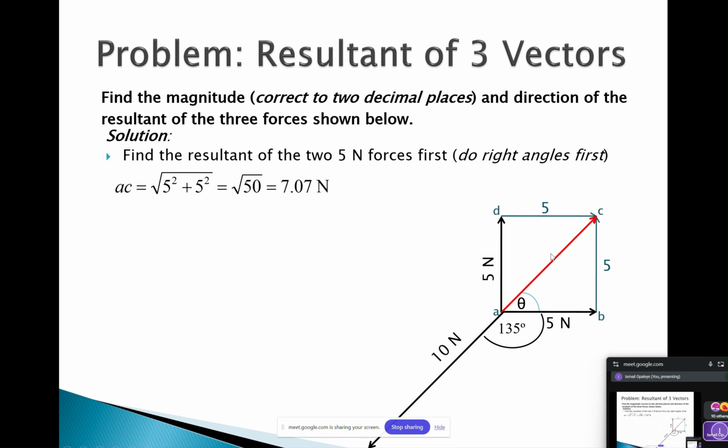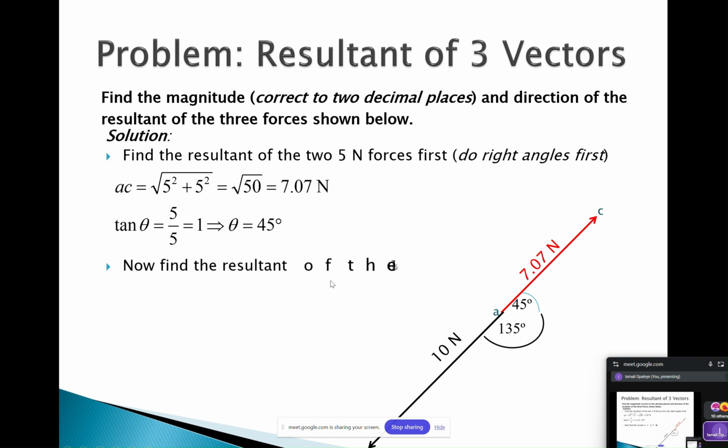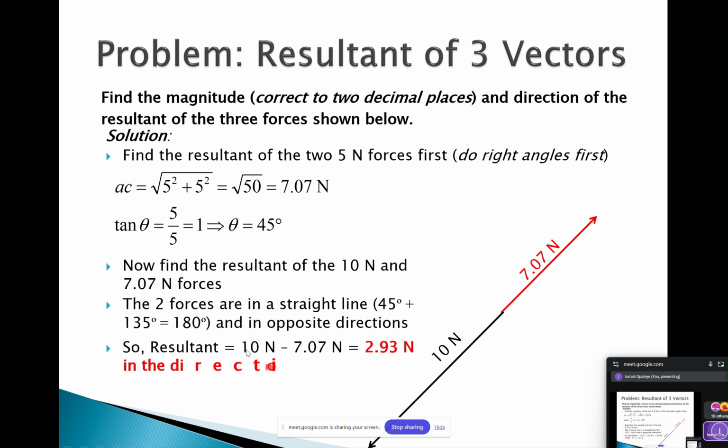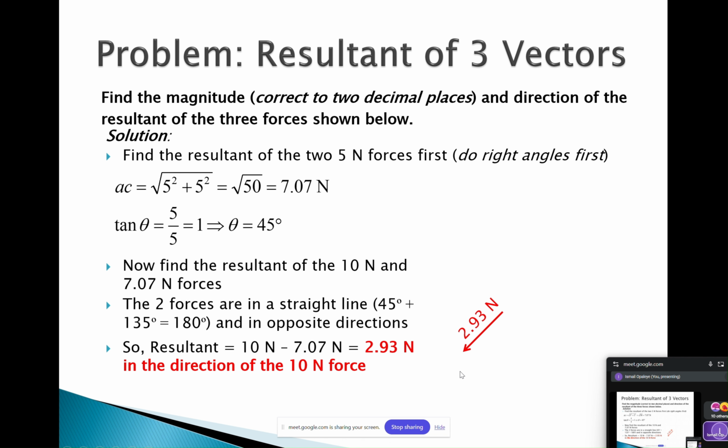So we first looked for the resultant here and got 7.07 Newton. Then we find the resultant of the 10 Newton and the 7.07 Newton on the straight line, and the two forces are in a straight line because the summation of this 45 and 135 is 180 degrees. However, they point in opposite directions. This one points upward and this one points downward. So 10 Newton, 7.07 Newton, and we subtract. Because they are pointing in opposite directions, we do 10 minus 7.07 and have 2.93 Newton in the direction of the 10 Newton force that is pointing downward. Okay.